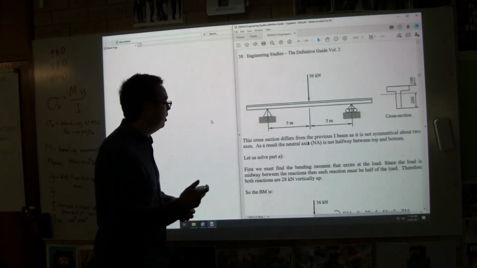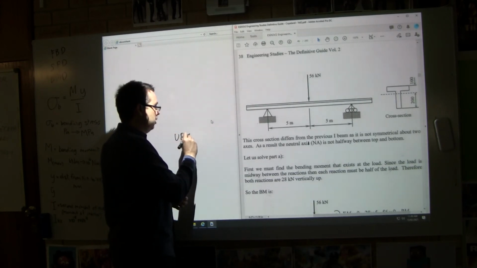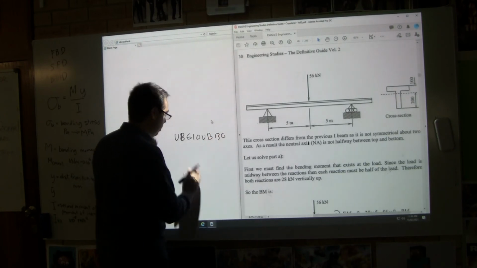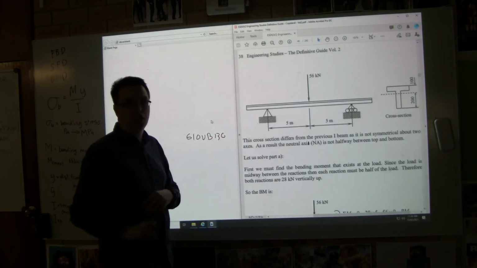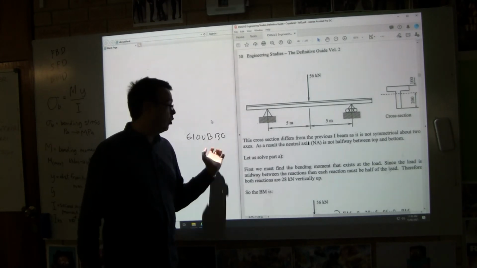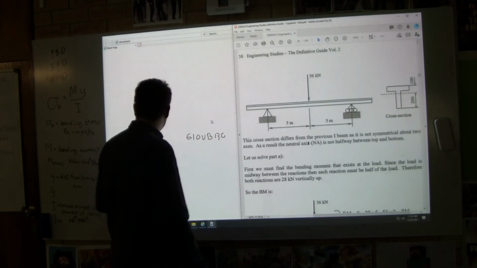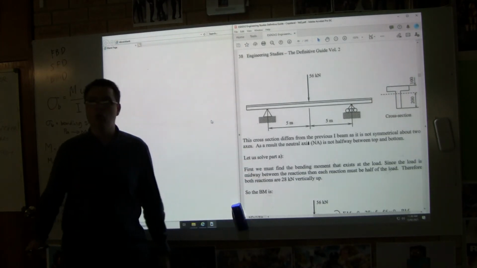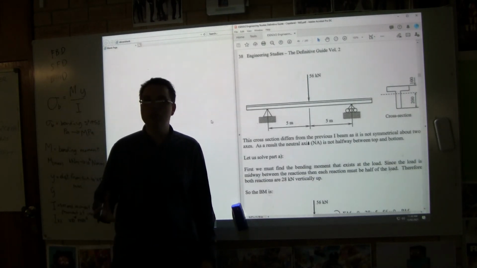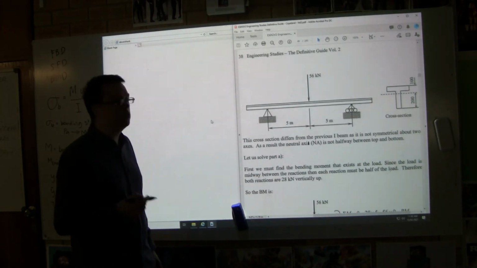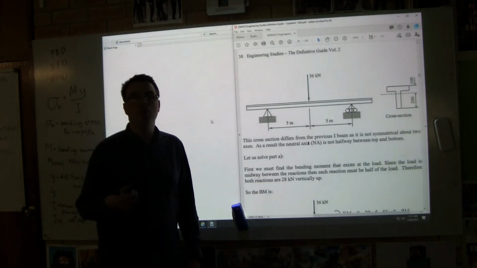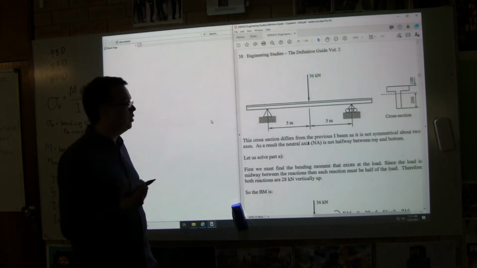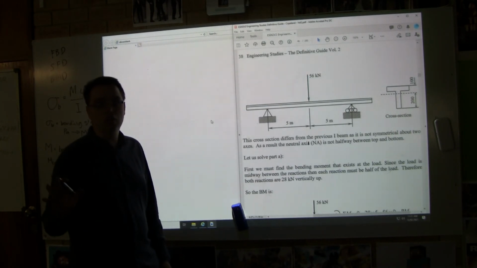If you know that you're dealing with a UB 610 something, or 610 UB 130, or whatever, I have no idea what the kilogram weight of a 610 is, I'm making something up, right? If you look that up on the internet, it will tell you the second moment of area of that shape. Now, at uni, eventually you will have to be able to calculate that on your own. For timber, for wooden sections that are rectangular, it's not that hard. Sometimes I might come up with an example on my own. But for you guys, you're not there yet, you don't need to worry.